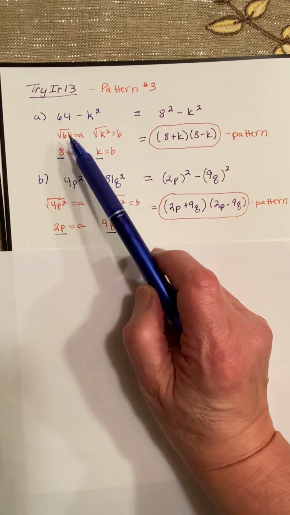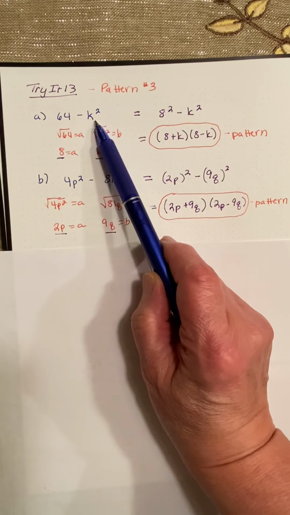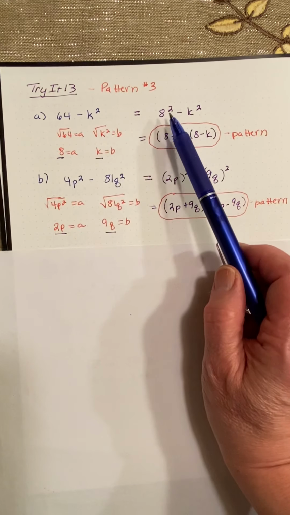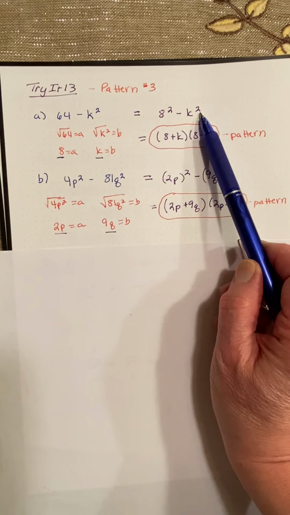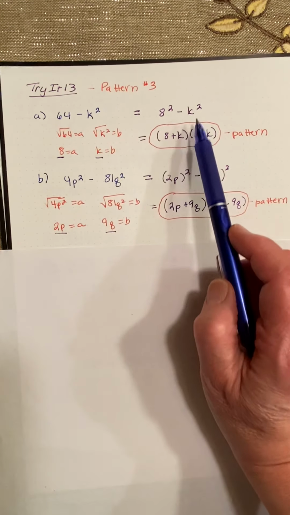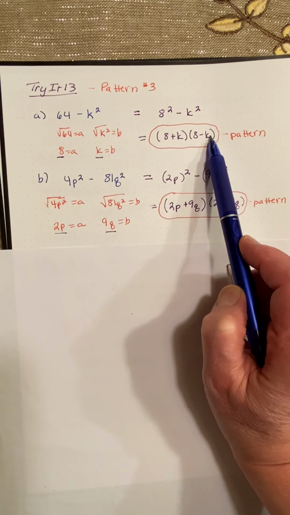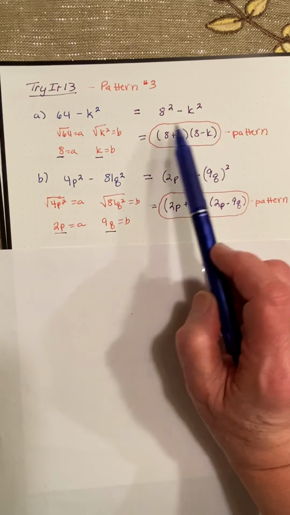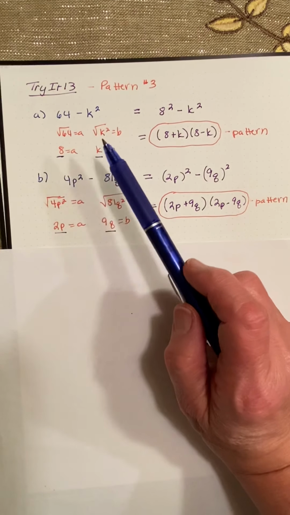So 64, the square root of 64 is 8, which is a. The square root of k squared is k, which is b. So 8 squared minus k squared is what I end up with, but I put it into this pattern, a plus k times a minus k. And that, we go from this to this pattern, and that's my answer for factorizing 64 minus k squared.